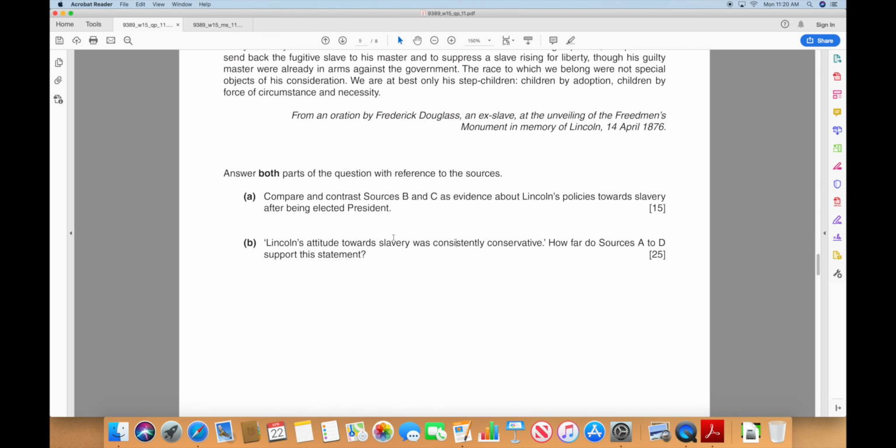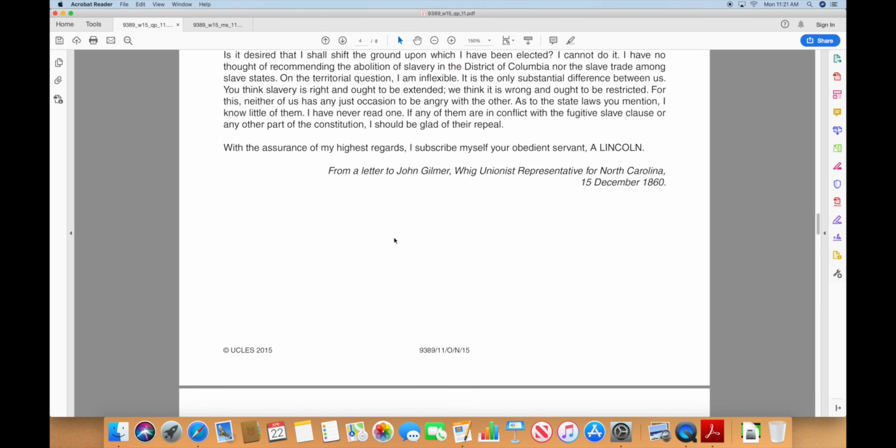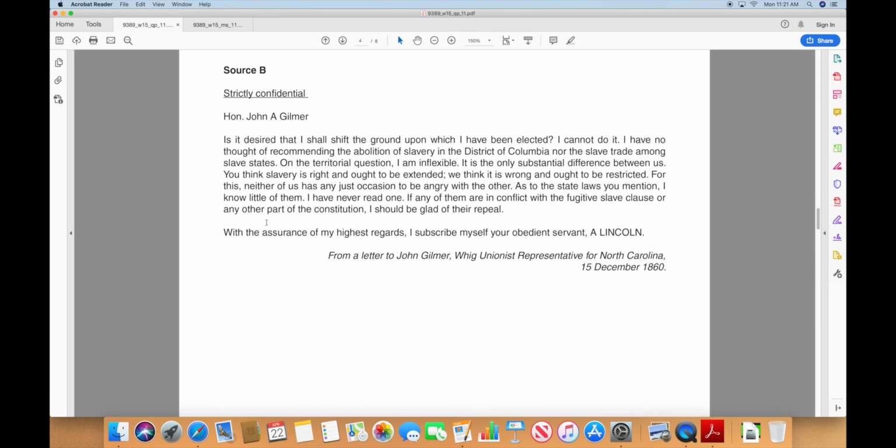So we're going to come up here to source B, since that's our first one, and read over source B and find important, pertinent information in here. So source B, strictly confidential. Now, before I even read it, I'm going to look at the origin here. If you can see here, it is a letter to John Gilmer, a Whig Unionist representative from North Carolina, and it was written on December 15th, 1860.